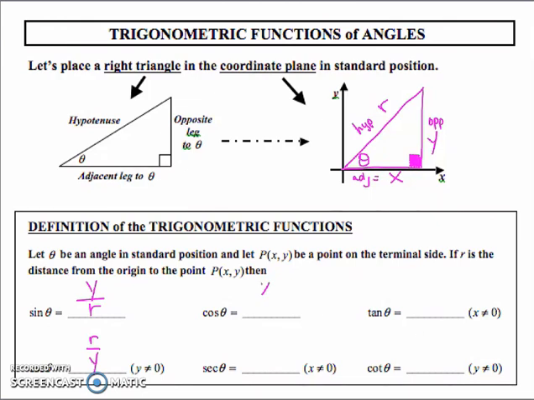Cosine of theta is x over r. Secant would be the reciprocal, or r over x. Again, for secant, x cannot be 0 or secant is undefined. Tangent of theta would be y over x, or sine over cosine. X cannot be 0 or we're undefined, and cotangent, flip that over, would be x over y, where y cannot be 0.